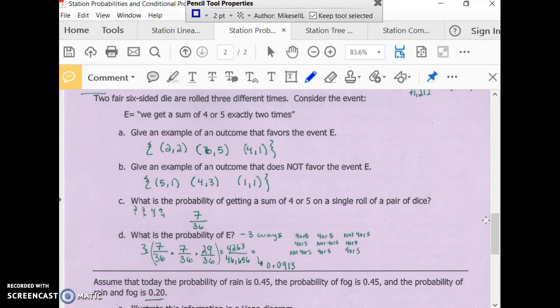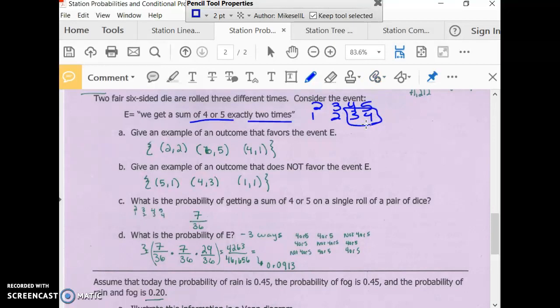Two fair dice are rolled. We get a sum of exactly 4 or 5 two times. So here's the way to think of it. How many ways can I roll a 2, a 3, a 4, or a 5? There's only one way to roll a 2, 2 ways to roll a 3, 3 ways to roll a 4, 4 ways to roll a 5. Just thinking about that right there.